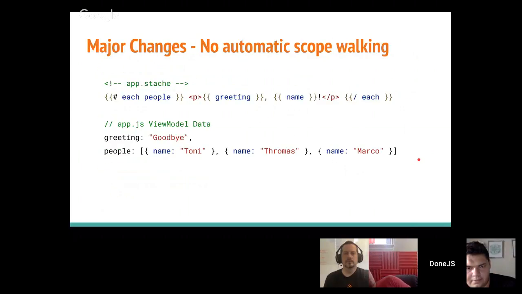All right, we're on to the last change. In 4.0, we've removed automatic scope walking from Stash. So we'll, real quick, give an example of what that means.